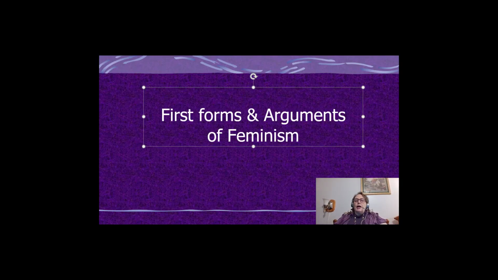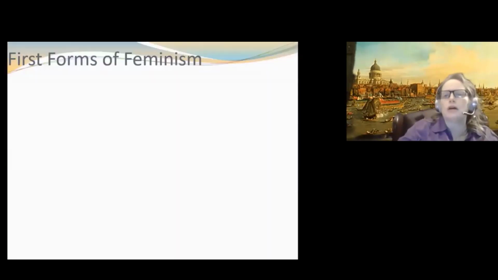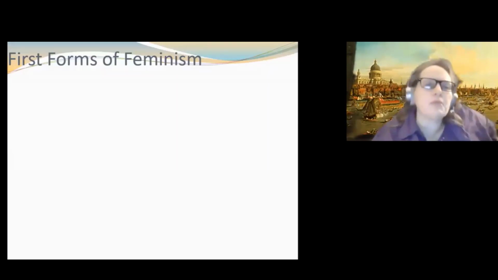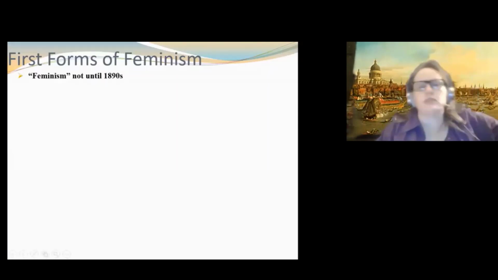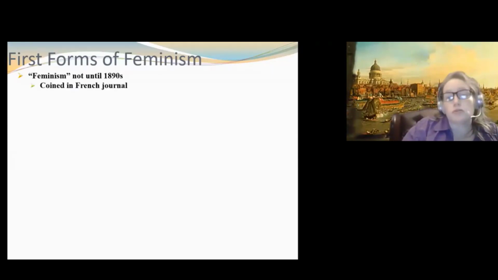Now we're going to look a little bit at the first forms of feminism and some of the arguments that happen early on. Now we're going to walk through a couple of things about the various waves of feminism. The first forms of feminism, this is a term that's not coined until the 1890s, so the end of the 19th century. It's coined in a French journal that's writing about social reform and women's rights.